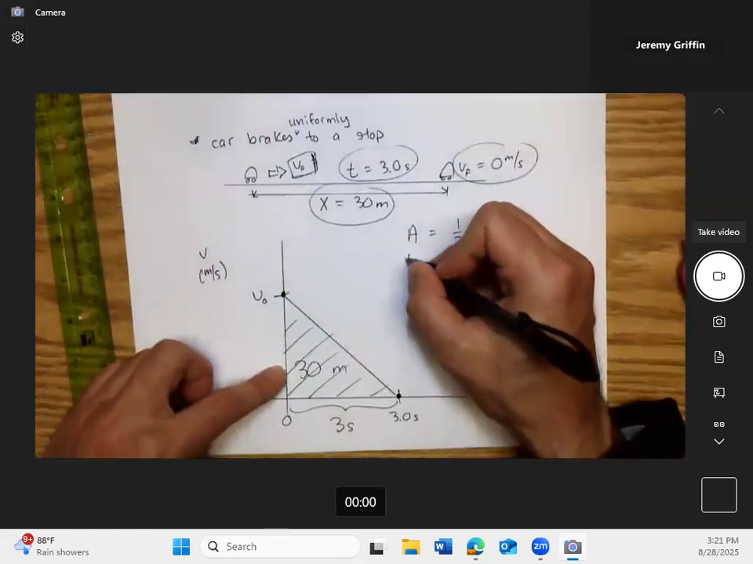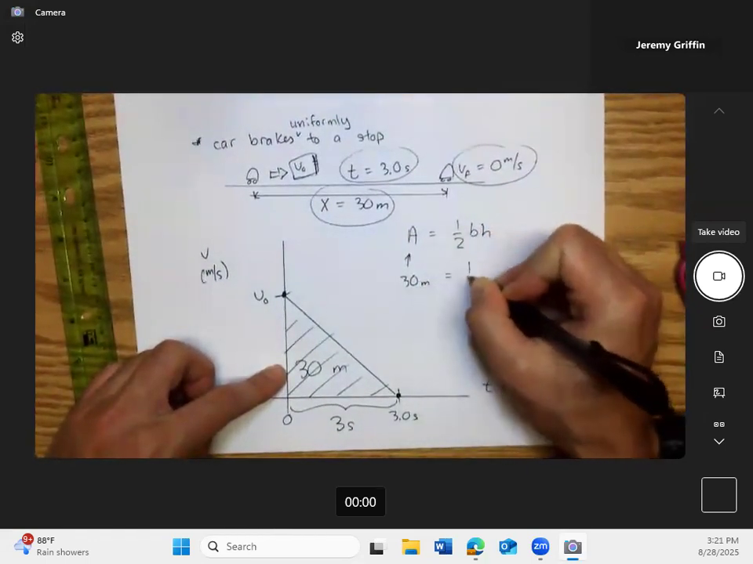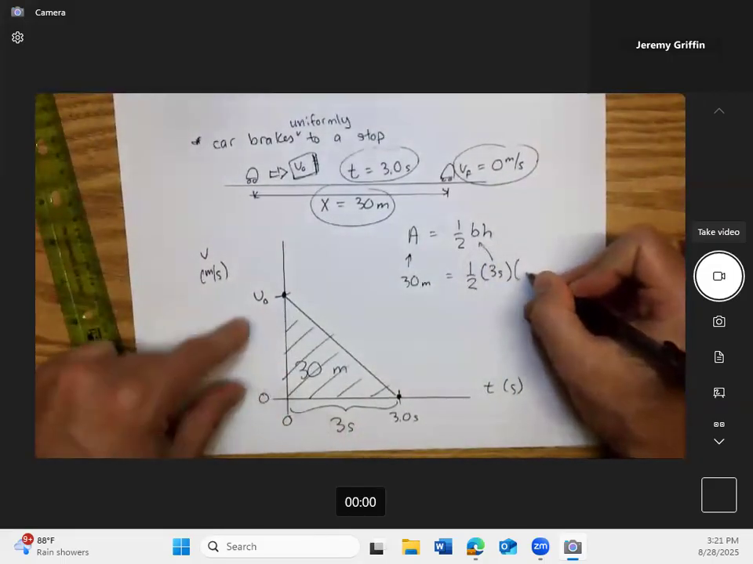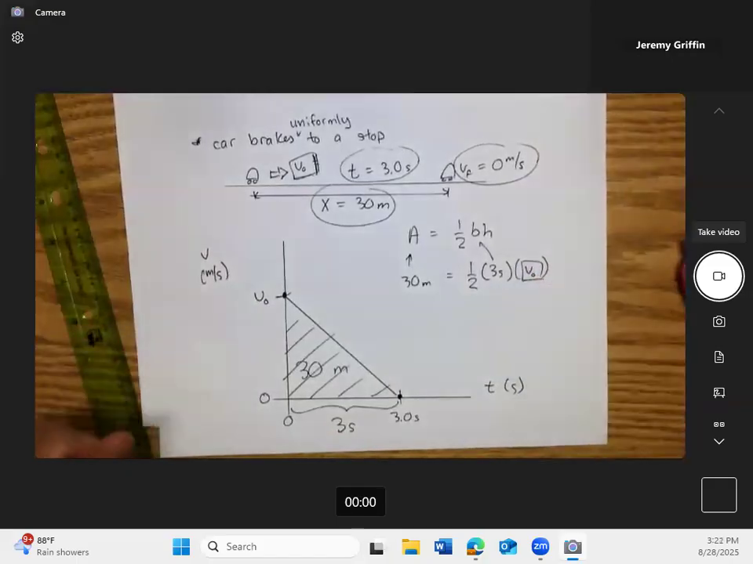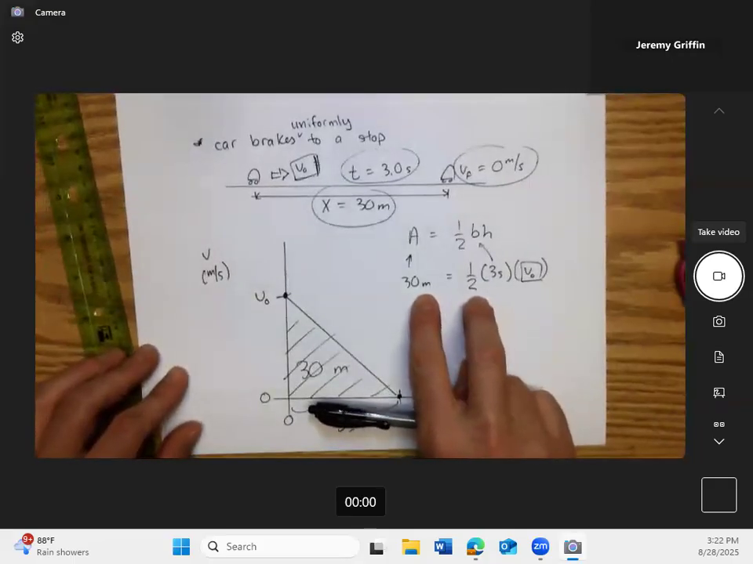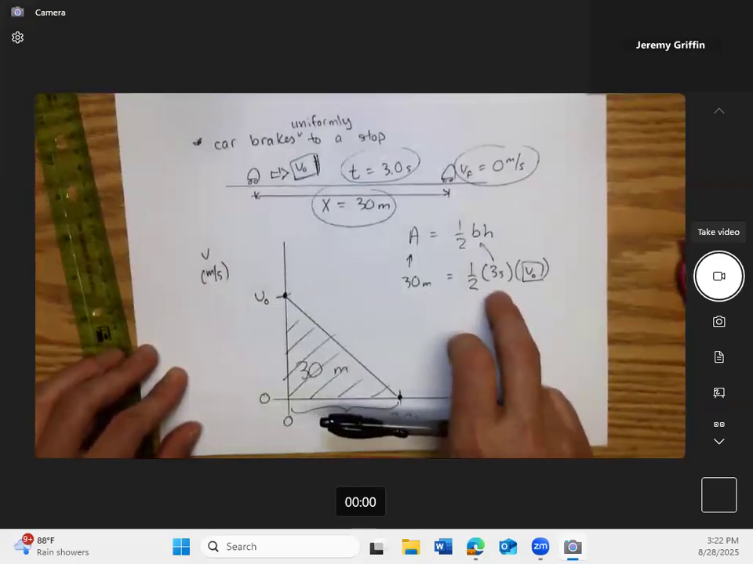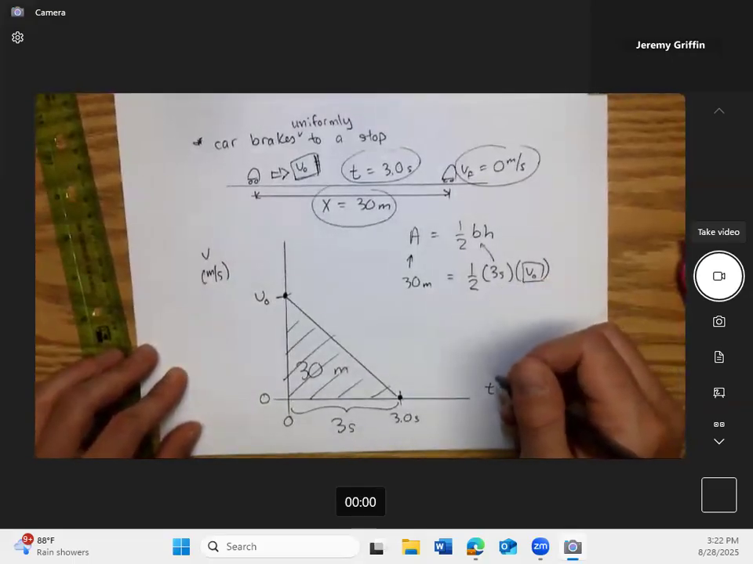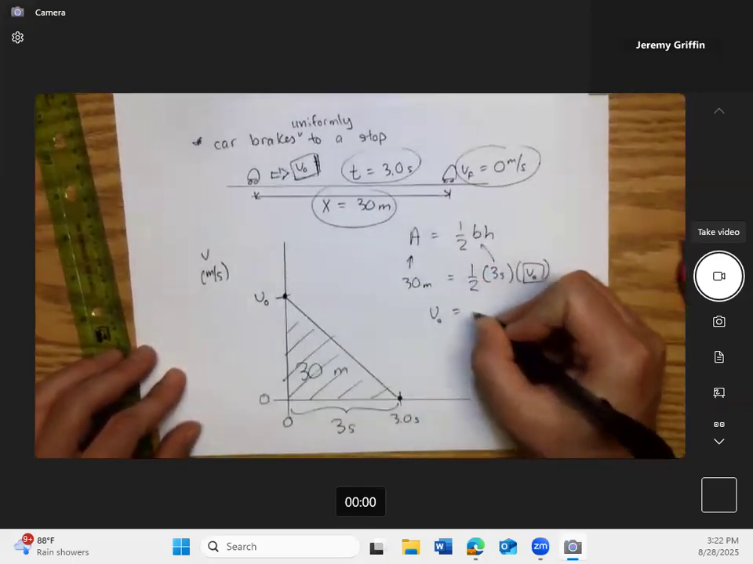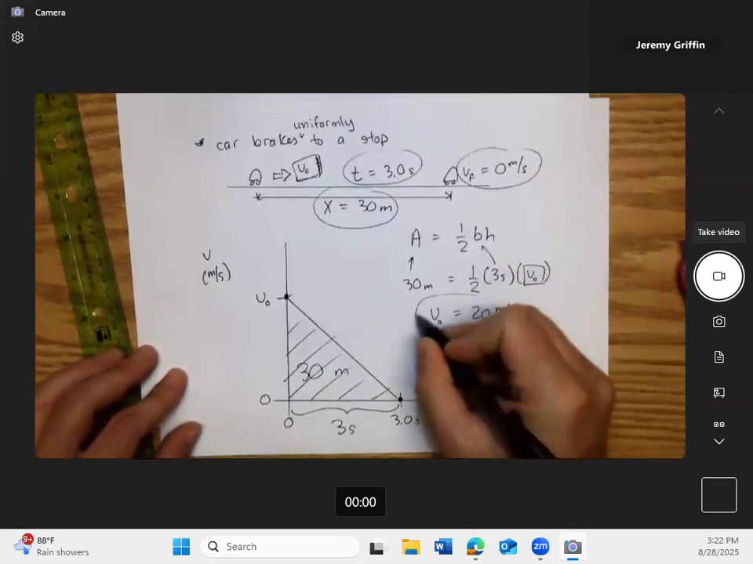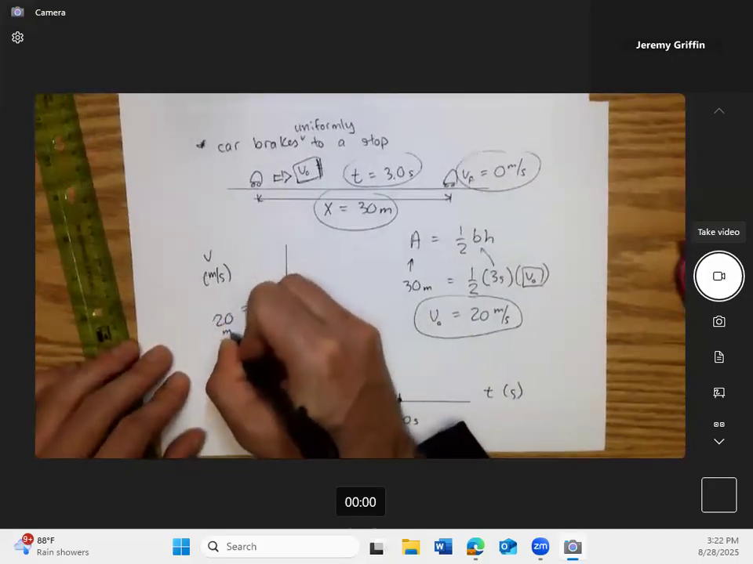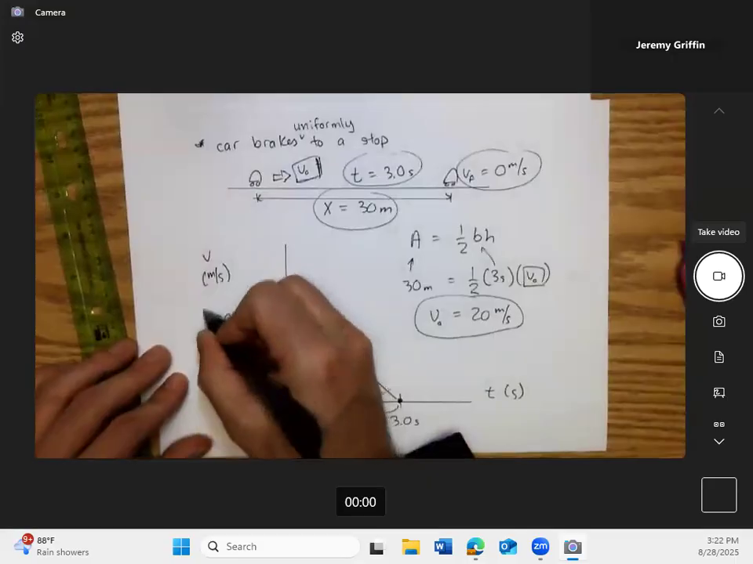So the area here I know is 30 meters. I got a half. The base is 3 seconds. And the height represents V naught. That's one thing I gotta know. What's 30 times 2? 60. Yeah. Divided by 3 is 20. Okay. And then it's meters divided by seconds, so meters per second. The initial velocity is 20 meters per second. Okay, see that? So now I know this is 20 meters per second. That's one of the answers, by the way.